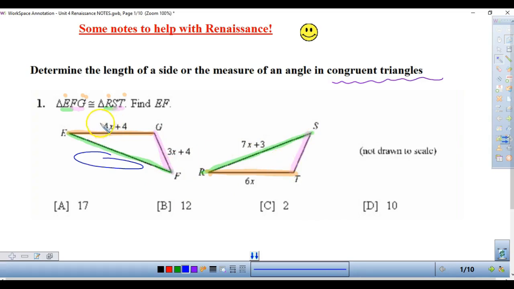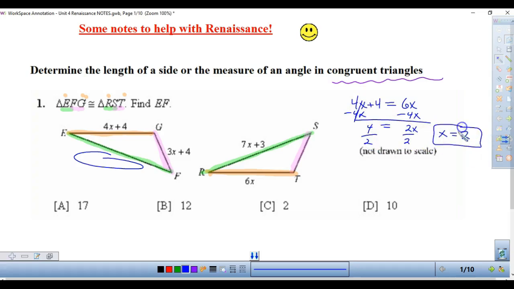But if you'll notice my orange ones, 4x plus 4 on this triangle and 6x on this triangle. So I have two matching parts of the congruent triangles that both have expressions. So I can say, because those are congruent parts, I can make an equation out of that. So 4x plus 4 is going to equal 6x because they're congruent parts of congruent triangles. Then I'm just going to solve this like I always would. Solve an equation. So I would get 2x equals 4. Then I'll divide. So I'm going to get x equals 2.